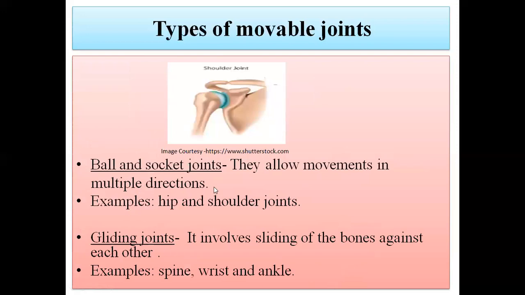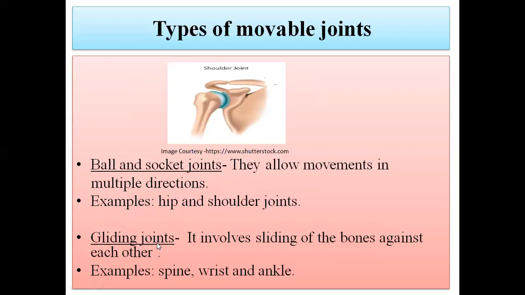Next one is the ball and socket joint. They are present at the shoulder joint region here. You can see in this picture. Ball and socket joints allow movements in multiple directions. So many directions are possible because of these ball and socket joints. The examples are hip and shoulder joints. So the joints present in the hip and shoulder are called ball and socket joints, and they can be moved in multiple directions.